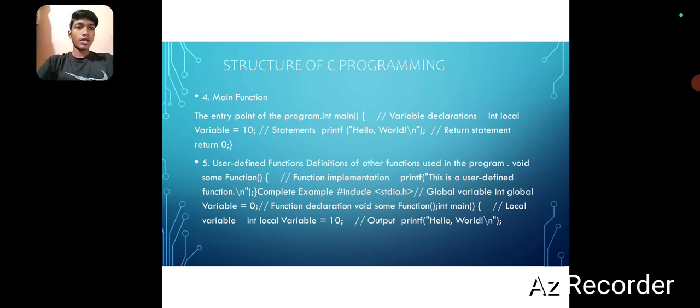Complete example. #include <stdio.h>, global variable: int global_variable = 10. Function declaration: void sum(). int main, local variable: int local_variable = 10. Output: printf("Hello, World!\n").